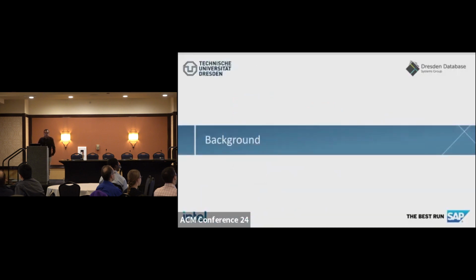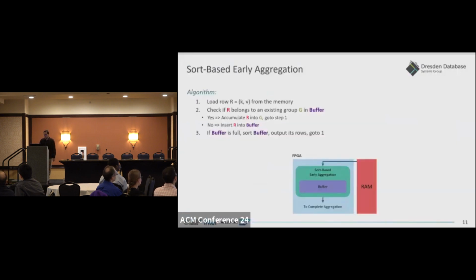So let's talk about how it's been done before. There are two major categories of early aggregation algorithms. One is sort-based early aggregation. And so here's the architecture of how things go. You have the RAM of the FPGA that has the table on it, and you would read rows of the table one by one into the early aggregation algorithm, which has a buffer of fixed size. This is an on-chip buffer. And then whatever comes out the other side, and I will define that in a bit, then gets completely aggregated via the traditional aggregation algorithms.